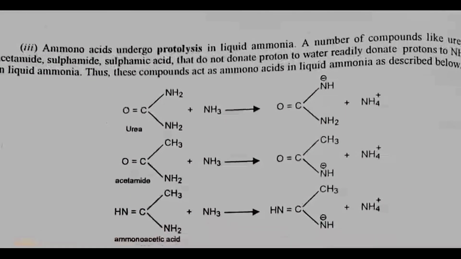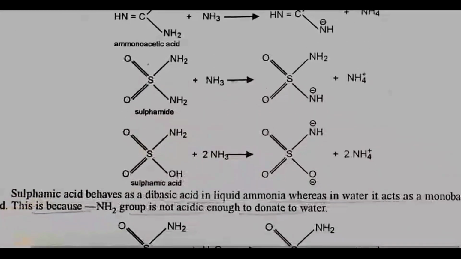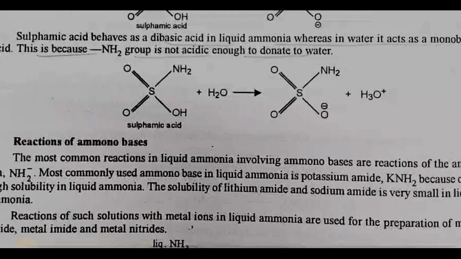Third, amino acids undergo protolysis in liquid ammonia. A number of compounds like urea, acetamide, sulfamide, sulfamic acid, and others that do not donate protons to water readily donate protons to NH3 in liquid ammonia. Thus, these compounds act as amino acids in liquid ammonia as described below. Sulfamic acid behaves as a dibasic acid in liquid ammonia, whereas in water it acts as a monobasic acid. This is because the NH2 group is not acidic enough to donate to water.